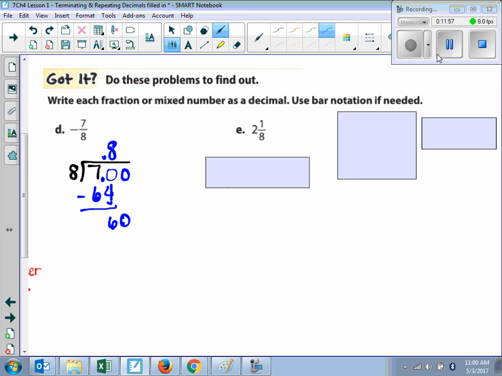All right, so then we're going to bring down that 0. So how many times does 8 go into 60? 7 times. So that's going to be 56, and then we're going to subtract again, right? So when we subtract, that's going to give me 4. And then we're going to annex another 0 and bring that down.